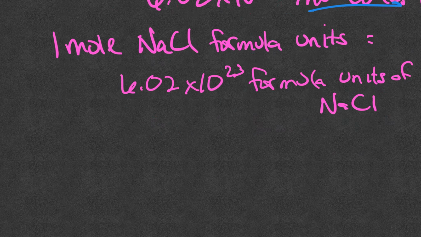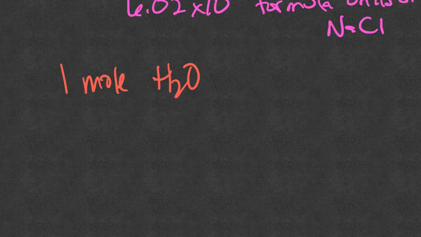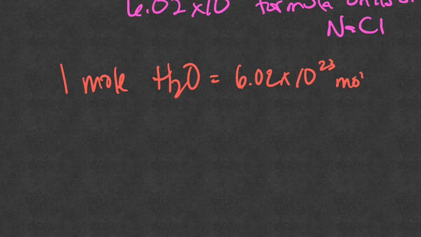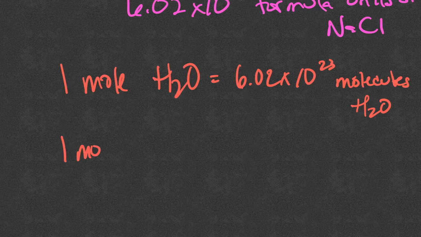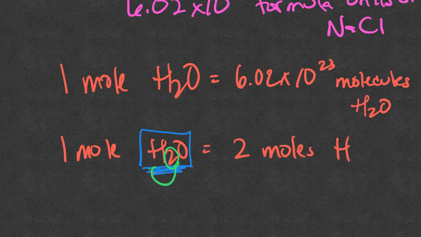So let's consider this. As I said earlier, 1 mole of H2O equates to 6.02 times 10 to the 23 molecules of H2O. Molecules and moles are not the same thing. For every 1 mole of H2O, you have 2 moles of H. How do we know that? Let's look at the chemical formula. For every 1 H2O, you have 2 H's.